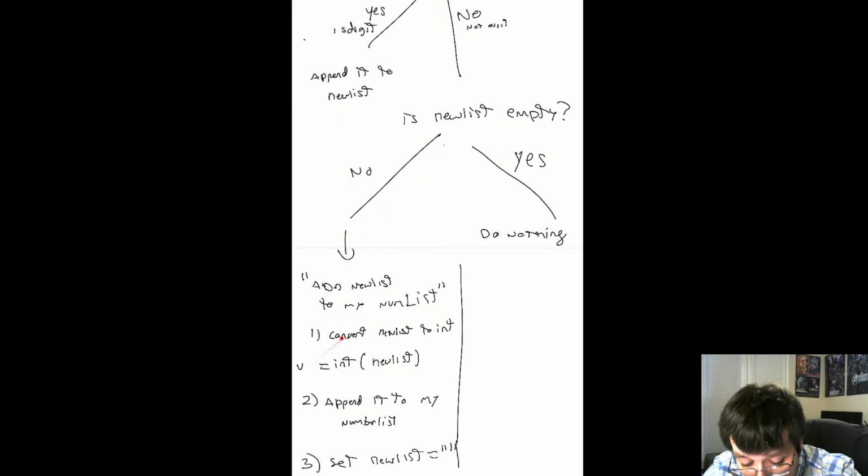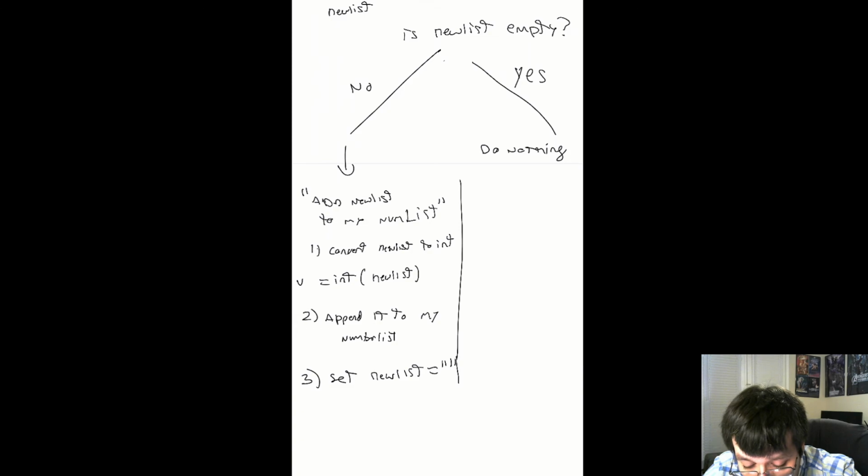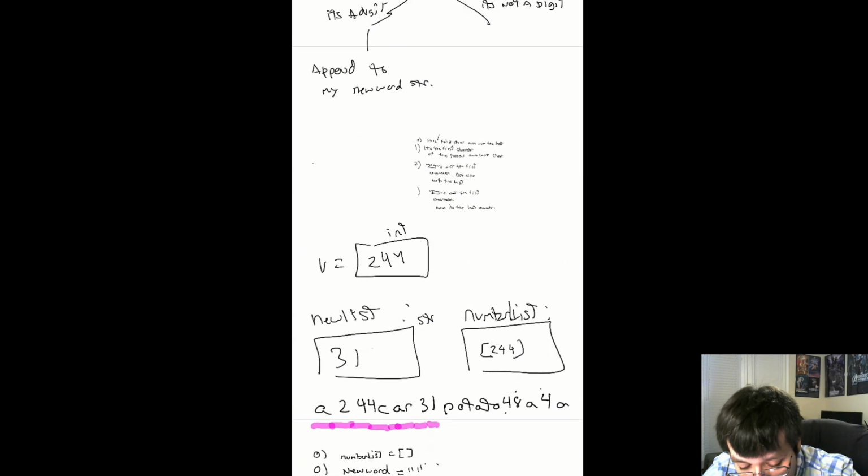Okay, so we're going to go through these steps. So step 1, convert new list to integer and put it in V. So that means take V and put a 31 in there. So it still has a 244, by the way. That's important, but it's irrelevant. It's not an issue. You could have cleaned it, but you don't need to because you never access it.